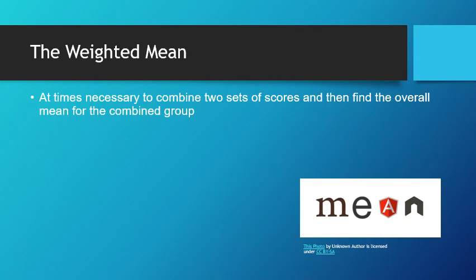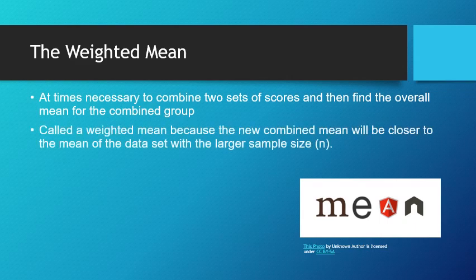For example, say you taught a section of math and you had a mean of like 15 for the first sample, and then your second class you taught had a mean of 12. Well, you wanted to know the combined mean for the whole group of both classes that you taught. This is called a weighted mean because the new combined mean will be closer to the mean of the data set with the larger sample.